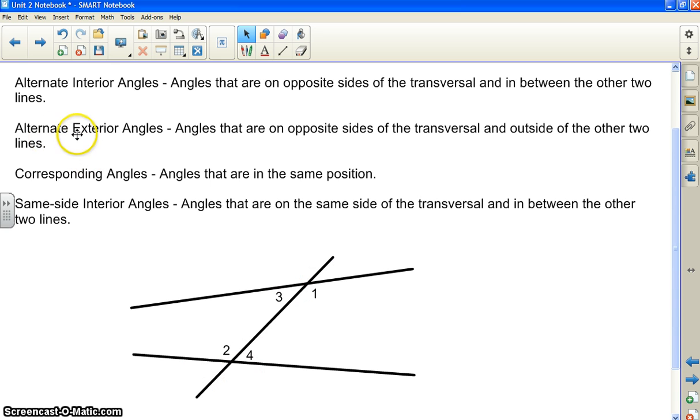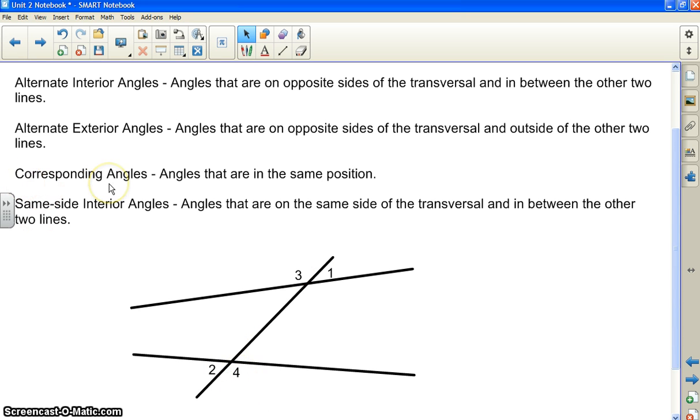All right, now let's look at alternate exterior. Alternate exterior angles are angles that are on opposite sides of the transversal and outside. So I'm still going to use angle 1 and angle 2 as a pair, but now I'm going to move them outside the two lines. So angle 1 and angle 2 would be an example of alternate exterior angles. There's another pair, and I'll move 3 and 4 to those, and those are alternate exterior angles. Okay, so 1 and 2 are alternate exterior, 3 and 4 are alternate exterior.